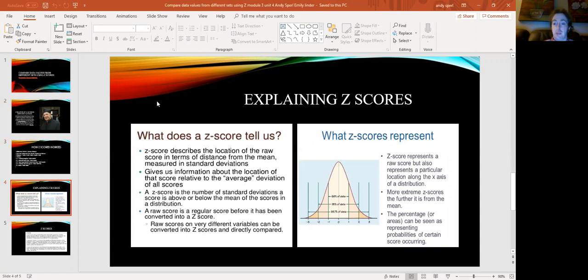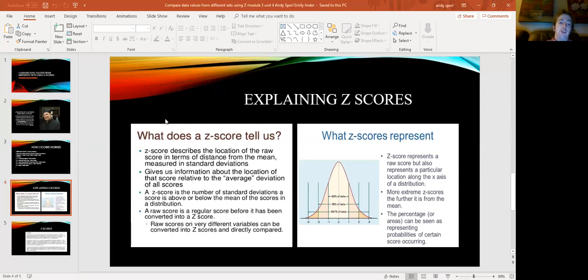Now explaining the z-scores. What does a z-score tell us? A z-score describes the location of the raw score in terms of distance from the mean measured in standard deviations. It gives us information about the location of the score relative to the average deviation of all scores. A z-score is the number of standard deviations a score is above or below the mean of the scores in the distribution.